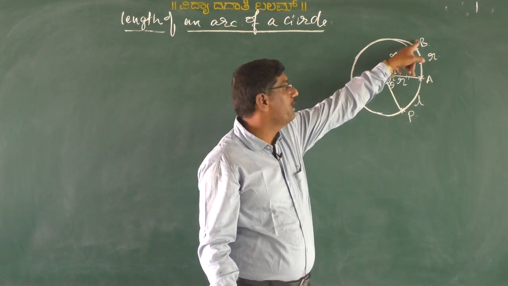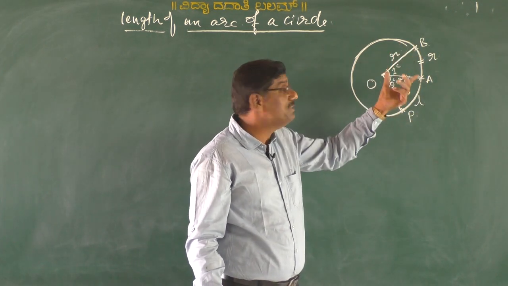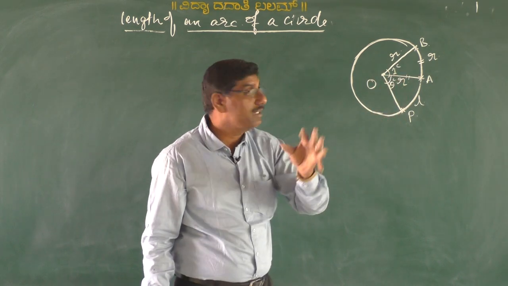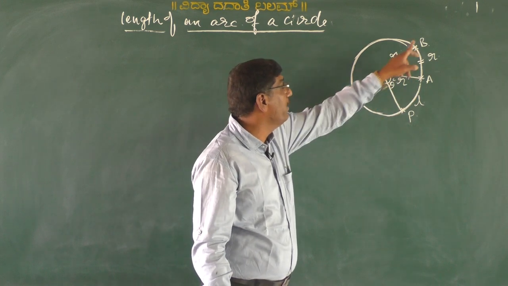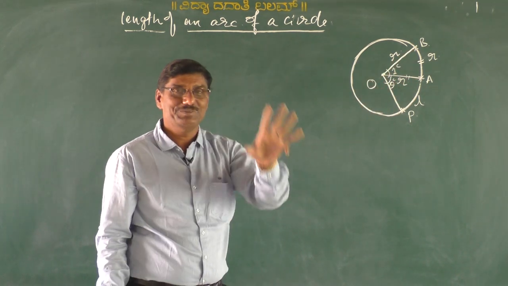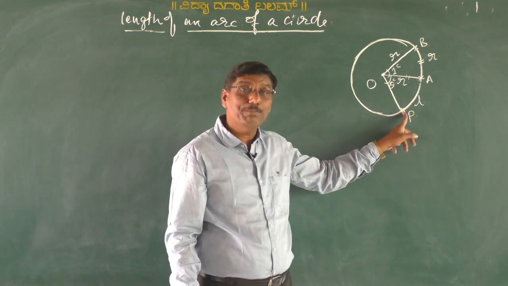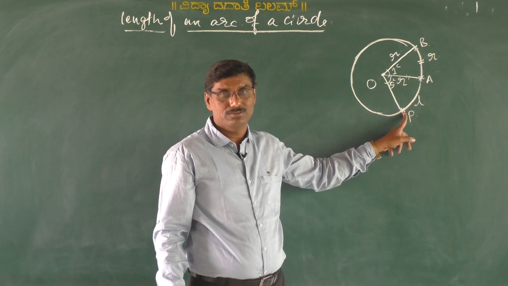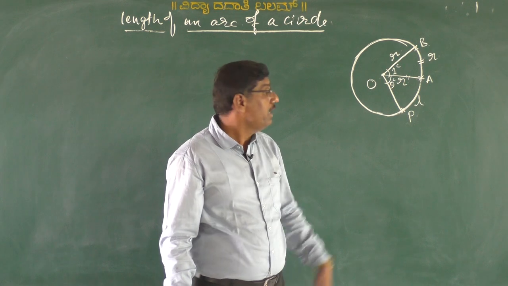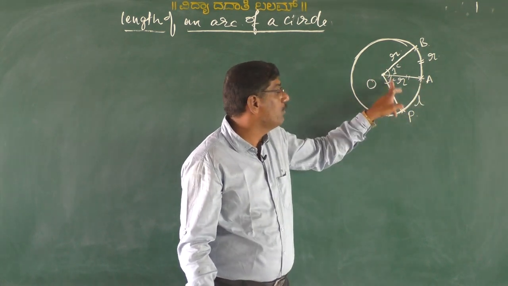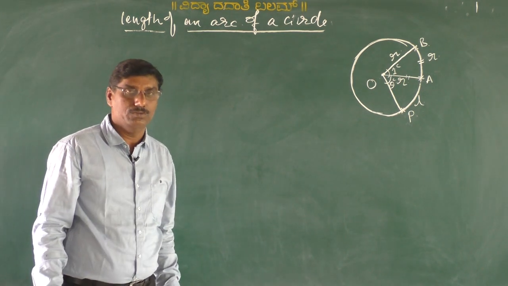Mark the points A and B on the circle such that the length of AB is equal to the radius of the circle, OA or OB. Then angle AOB is equal to 1 radian. Next, mark the point P on the circle and AP is equal to L. Let angle AOP be equal to theta radians. Are you understood, all of you?